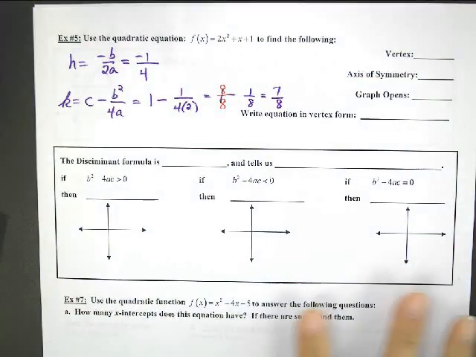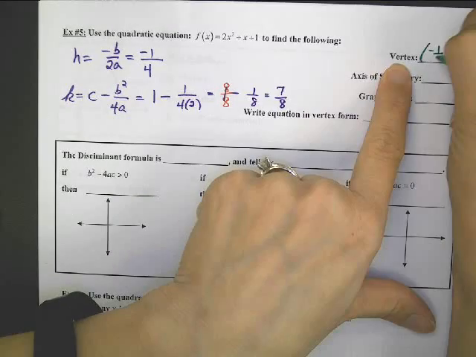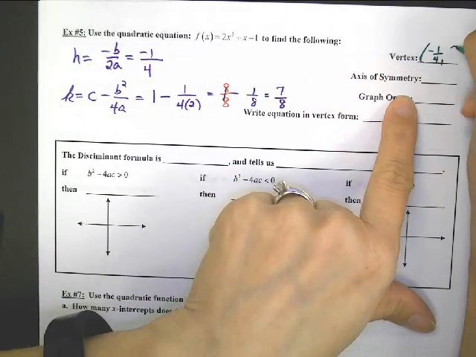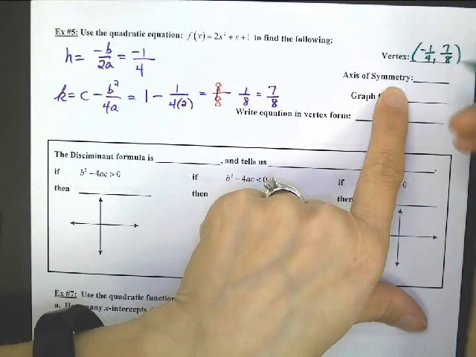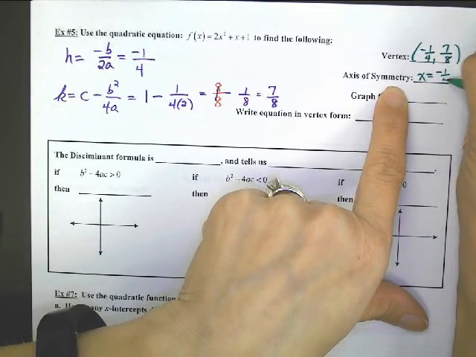Okay, so it's okay to get fractions for your vertex. The vertex is negative 1/4, comma 7/8. Axis of symmetry is x equals that x number right there, negative 1/4.